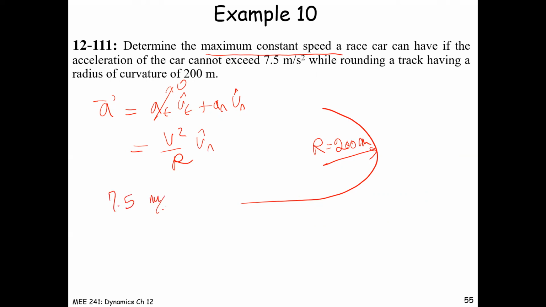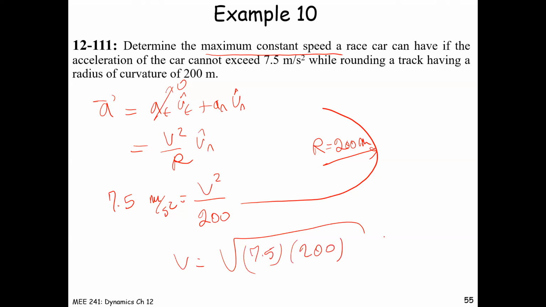So 7.5 meters per second squared is going to be equal to v squared divided by 200, right? So we can basically find v is going to be equal to the square root of 7.5 times 200, right? That is in meters per second. Really nice, and then very basic stuff.